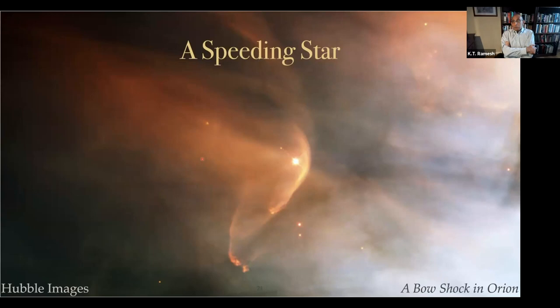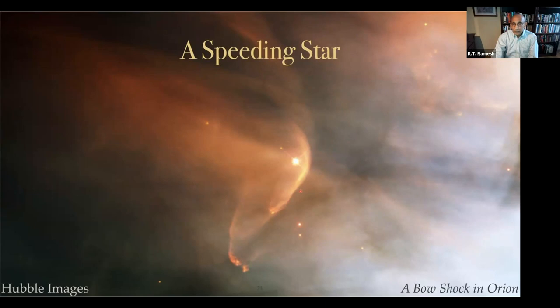You can see this also at much larger scales. This is a Hubble telescope photograph of a bow shock around a star in Orion, which is a constellation that I'm hoping all of you have seen. Here, you can see the bow shock right here. This is at a very large scale. This is going to be light years in distance. It's a very, very large shock, but it's visible from Earth.